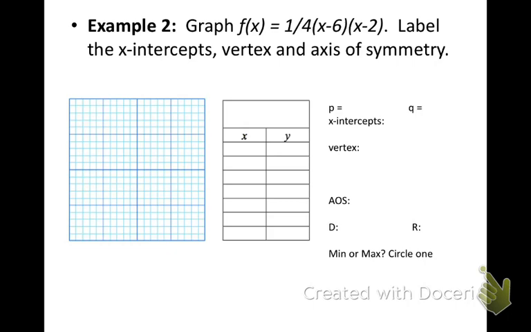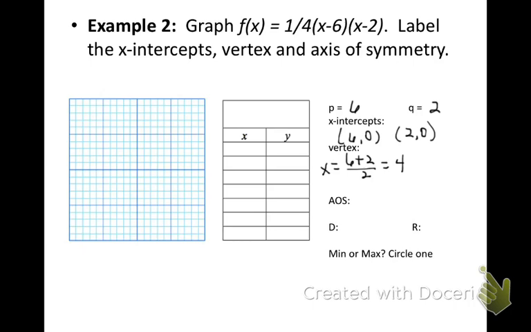So our a value is 1/4. That will be a vertical shrink. So this graph is going to be wider than the parent function. Let's start by picking out p and q. So it's +6 and +2. So that means our two x-intercept points are at (6, 0) and (2, 0). Now to find the x value of the vertex, we'll take 6 plus 2, divide it by 2, and that'll give us 4.